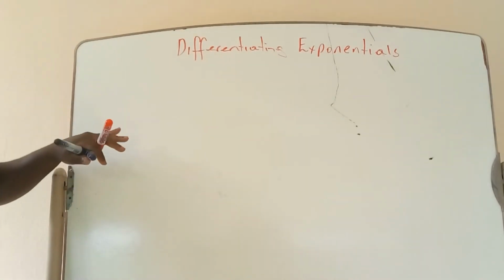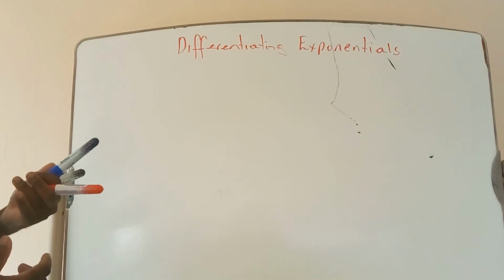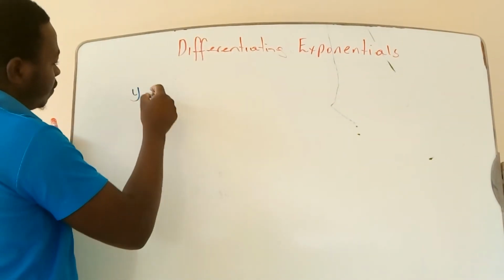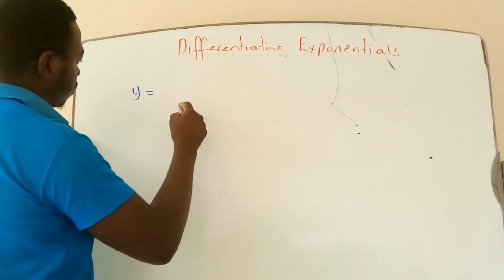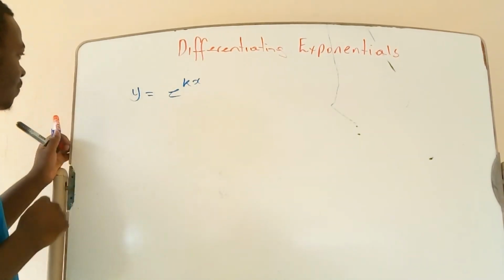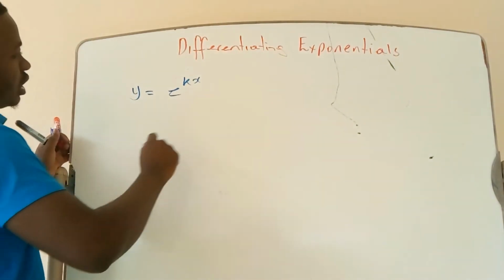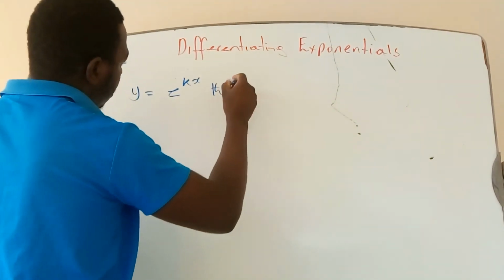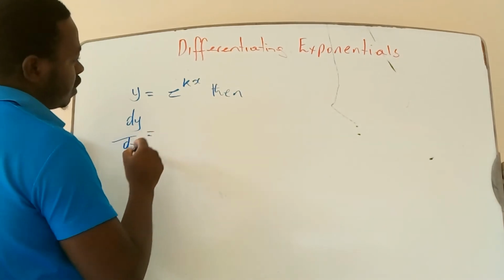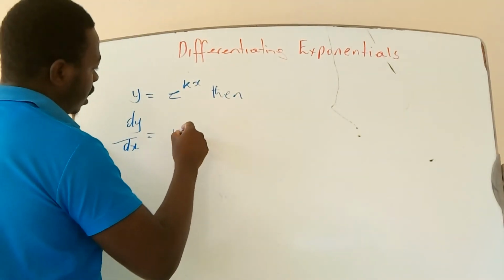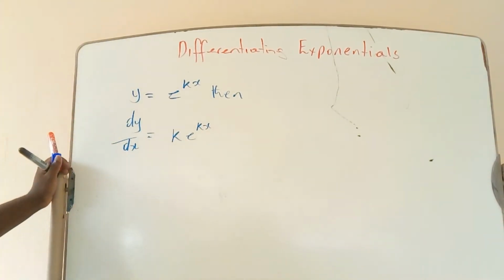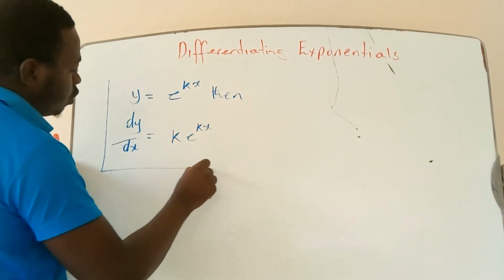So now we are going to focus on differentiating exponential functions, right? So let's say we give it a rule. Let's say I have a function which is y equal to e to the kx, right? And you want to differentiate this function. Then dy by dx is equal to k times e to the kx. That's basically it. So this is the rule that you will use.